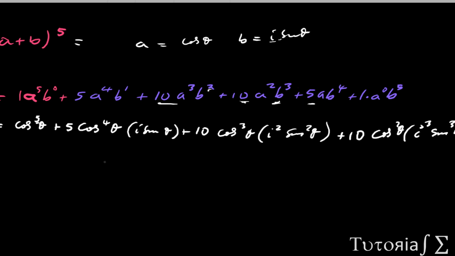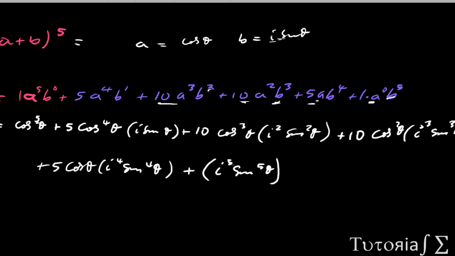Then we are now here, so we say plus 5a, which is just cos theta, then b, that will be I to the power 4, because the 4 again distributes, then sine fourth theta, then plus finally a to the power 0 is simply 1, so it's good as not writing it, then plus I to the power 5, because we have 5 here, we'll distribute inside here, so I to the power 5 sine 5 theta.